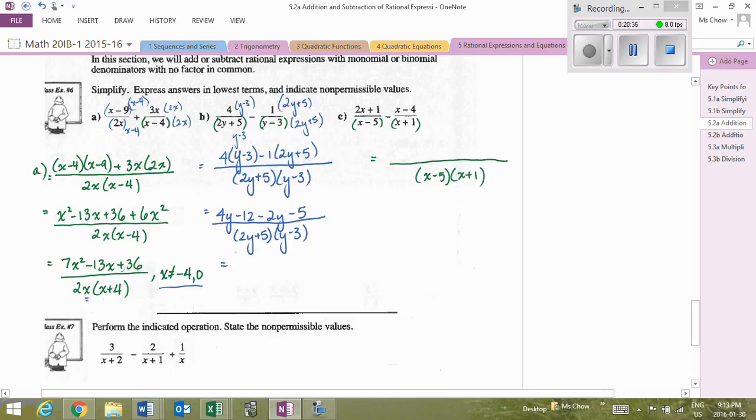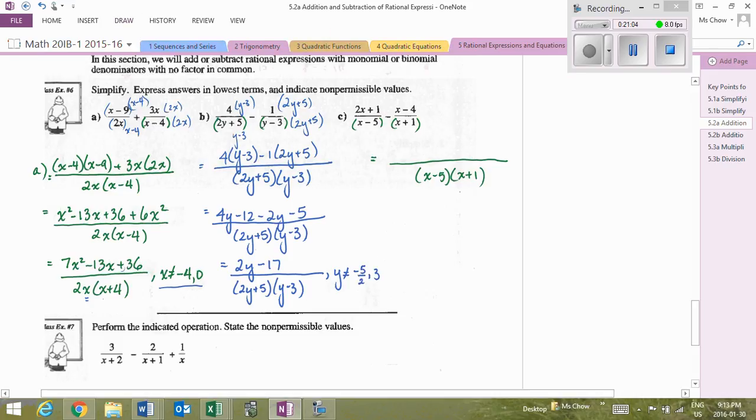So 4y minus 2y is 2y, minus 12 minus 5 is, of course, minus 17. So that's not going to factor at all with either of the binomial factors in the denominator, and so that is my simplified answer, provided that my restrictions being negative 5 halves and positive 4.